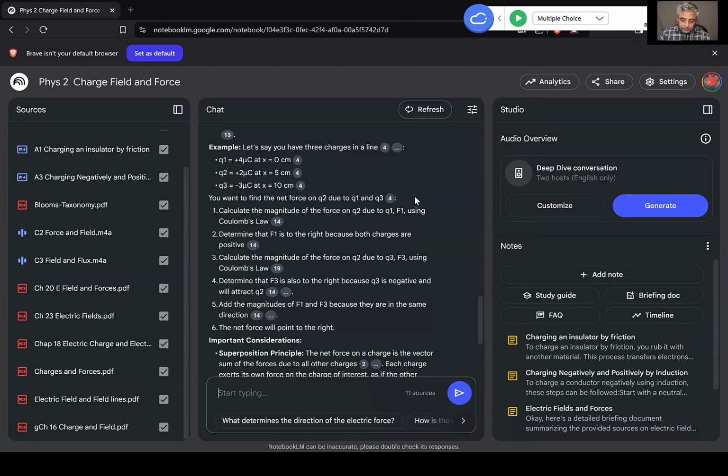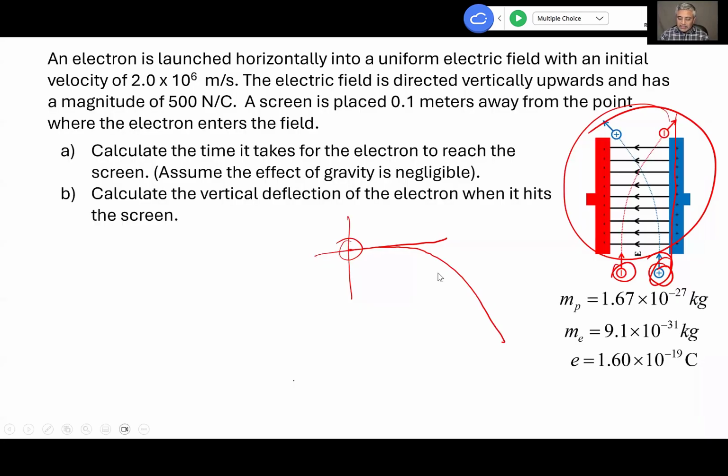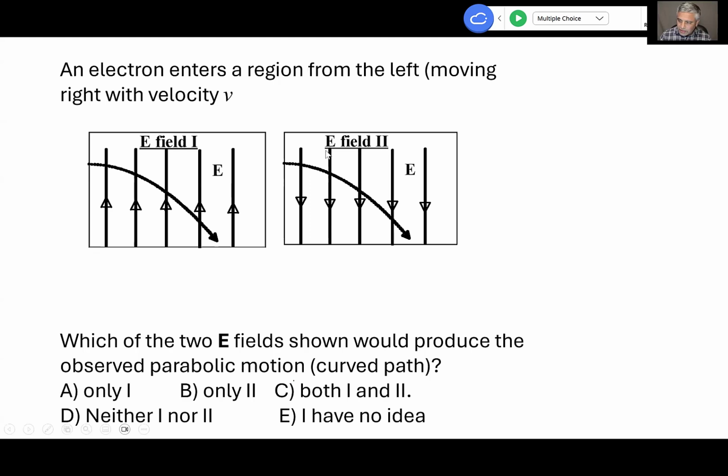Okay. With that said, now let's do this problem here.